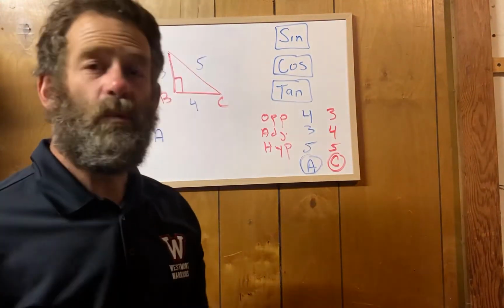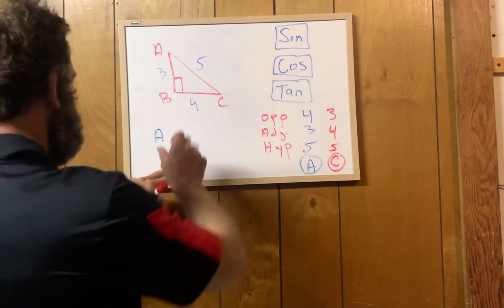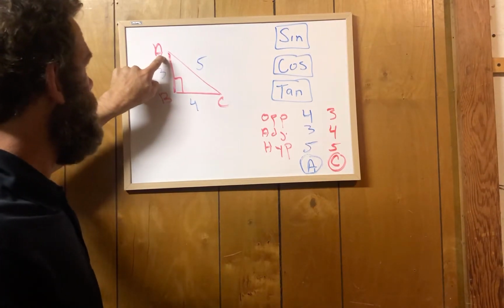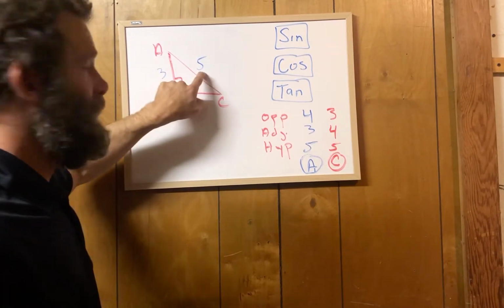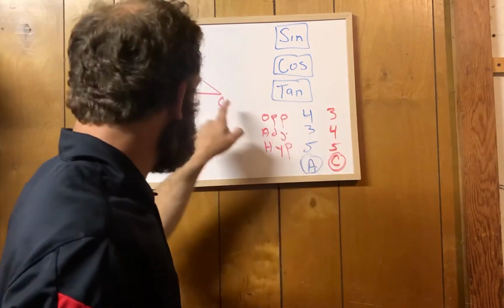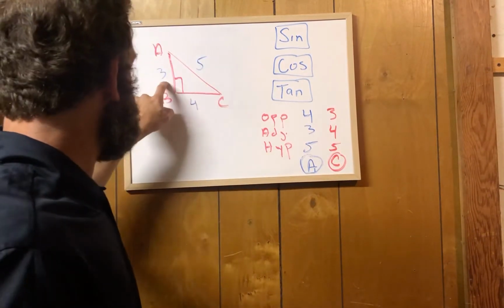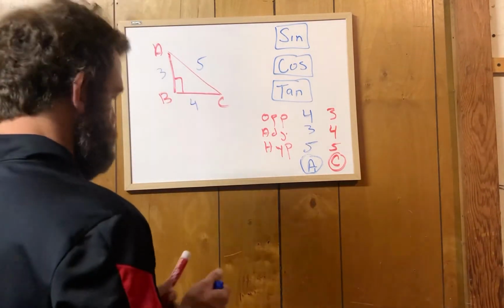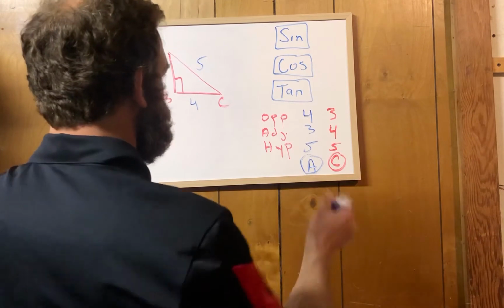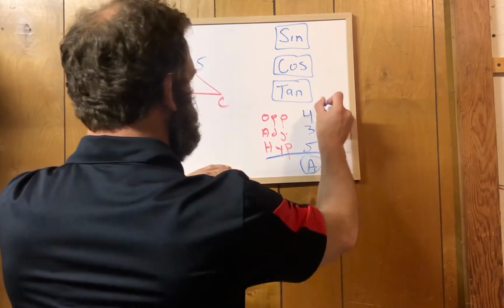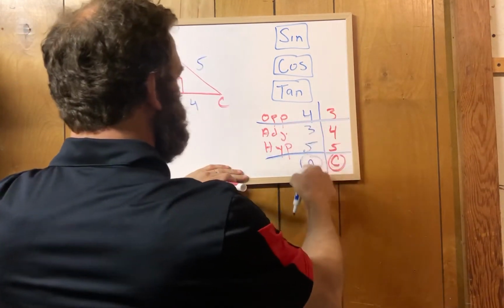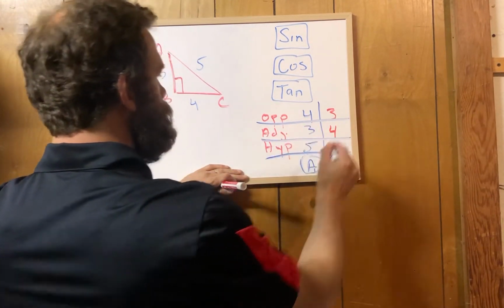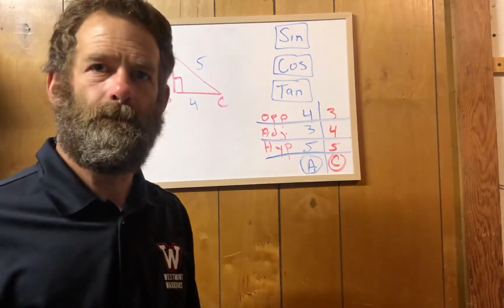Okay, so what I just did is I identified, from angle A, what my opposite side, adjacent side, and hypotenuse are. From angle C, I did the same thing: what's my opposite side, what's my adjacent side, what's my hypotenuse. Kind of like a chart. Look, from angle A and C, your opposite side from angle A is 4, your opposite side from angle C is 3. Notice what changes and what stays the same.